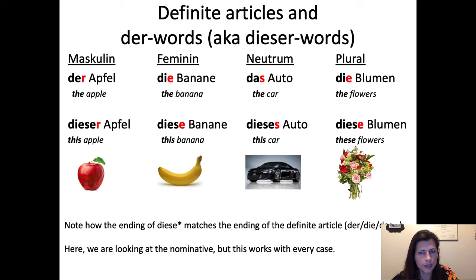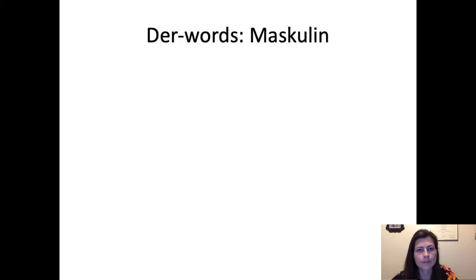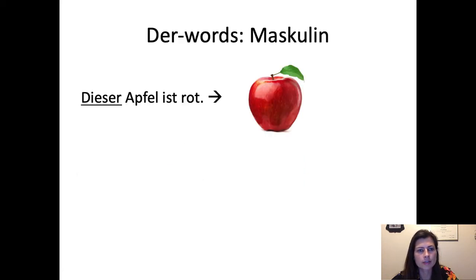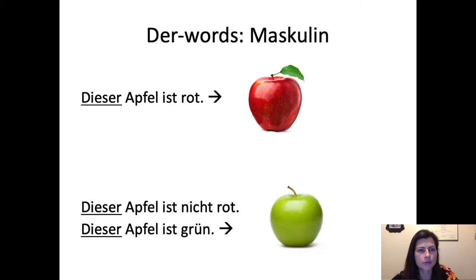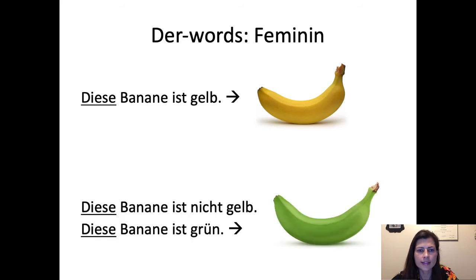These are the nominatives right here, but it works with every case. For example, in the accusative, den Mann becomes diesen Mann, or dem Mann in the dative becomes diesem Mann. So let's try. Der Apfel ist rot would be dieser Apfel ist rot. This apple is red. Dieser Apfel ist nicht rot. Dieser Apfel ist grün. This apple is not red. This apple is green.